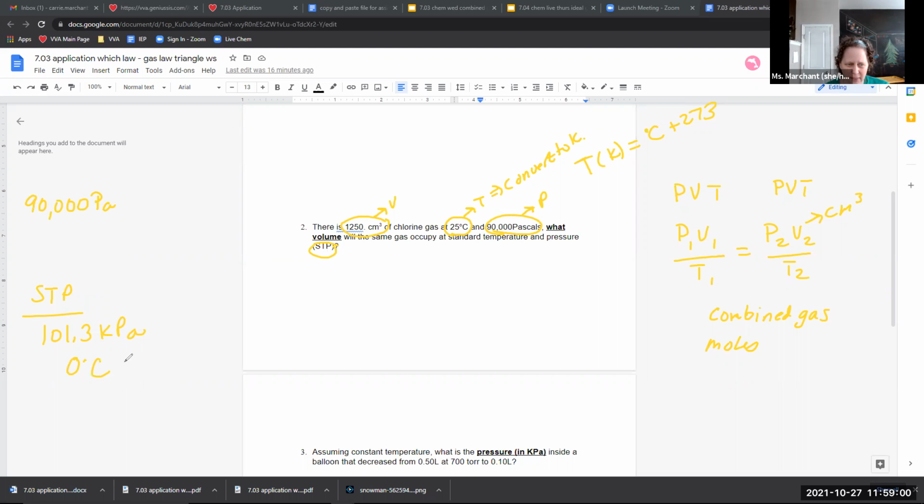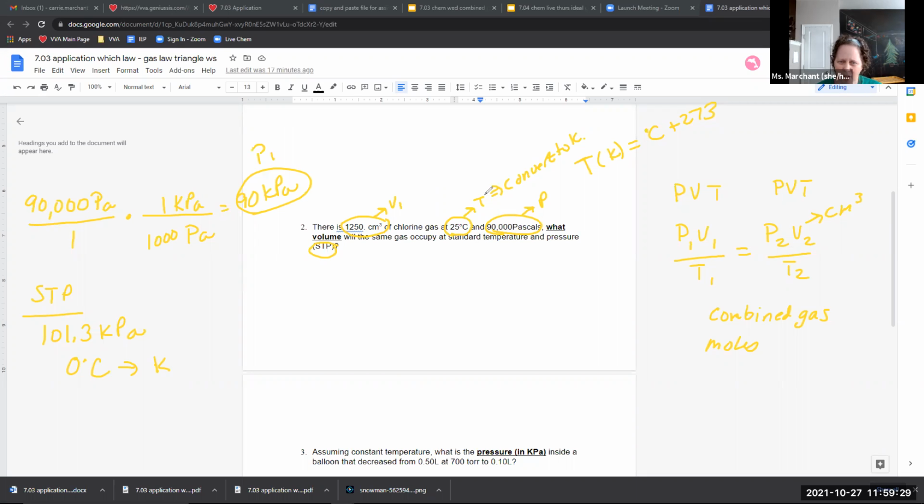And my STP temperature is 0 degrees C. Make sure you convert that to Kelvin for your problem. So if I have pascals, that's my known, and I want to convert it to kilopascals. There are 1,000 pascals in 1 kilopascal. So that means they are 90 kilopascals. Okay. So what is that going to be? 90 kilopascals is going to be my pressure 1.